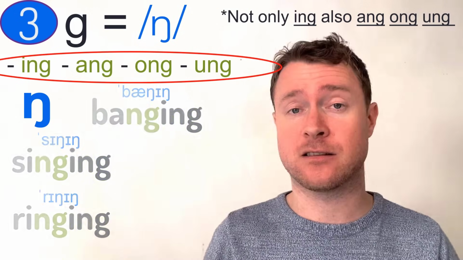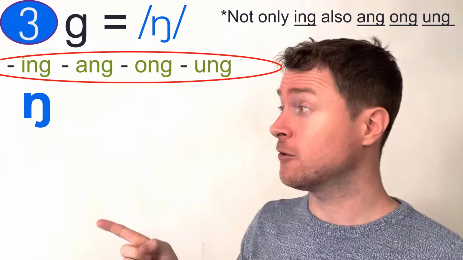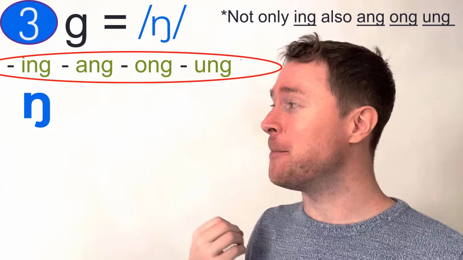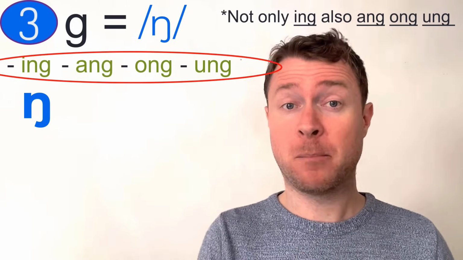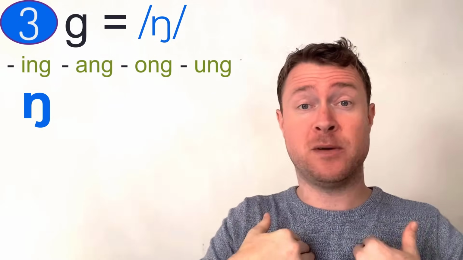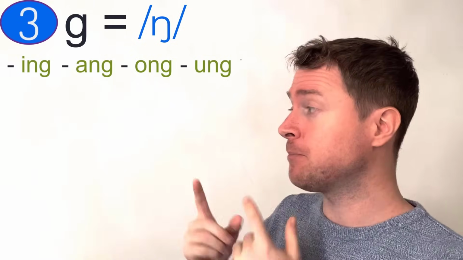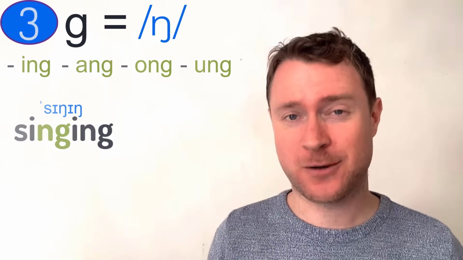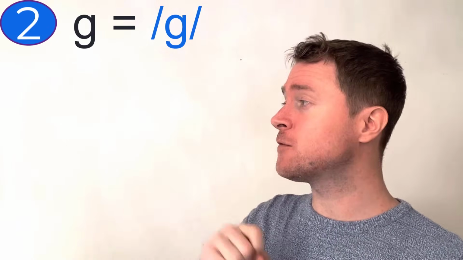There are many English accents that will just say g. They'll use the g there too. Singing and ringing and banging, okay? But it's very important because if you're watching TV, if you're traveling and you meet someone with an accent like mine, they will say singing, not singing with a hard G, okay? So remember that rule.